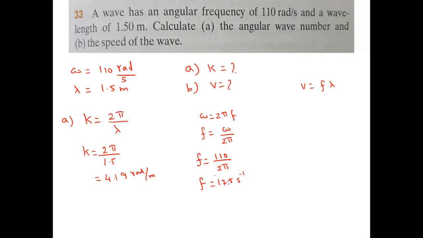Now, once you find this value of f, I can directly find the answer for part b, because we know v is equal to frequency multiplied by lambda. What is my frequency? My frequency is given here. My lambda is given here. Am I right? So I can directly find v, which is equal to 17.5 multiplied by 1.5. So your answer will be 26.25 meter per second. This will be the answer for part B.